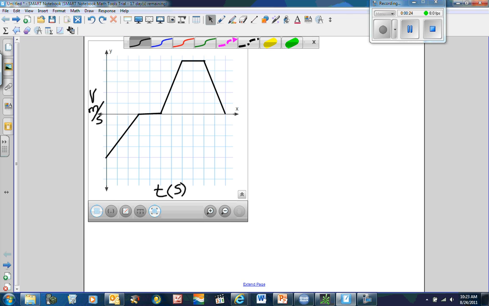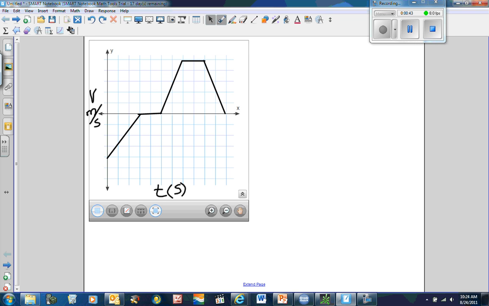meaning that it's in meters per second. Let me get my pen to work here. It starts out right here. And let's just say, let's see what we have here, 1, 2, 3, 4. Let's say this is -4. All right? So that's going to be -4 meters per second.